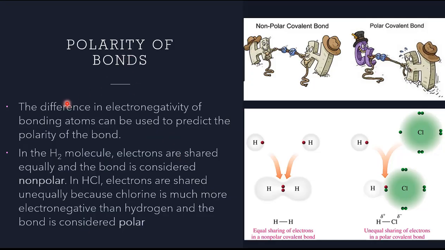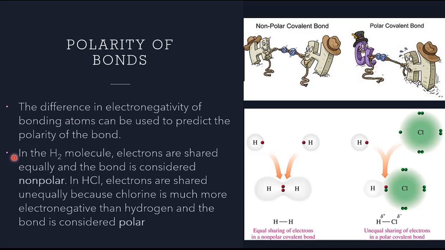So bond polarity can be defined as the difference in electronegativity of bonding atoms in order to help predict how polar the bond is, right? If you have one atom that is highly electronegative compared to another atom that is not, the electrons are going to be attracted to the more electronegative atom and away from the less electronegative atom. And it's not quite an ionic bond, right? The electrons are still existing between the two nuclei.